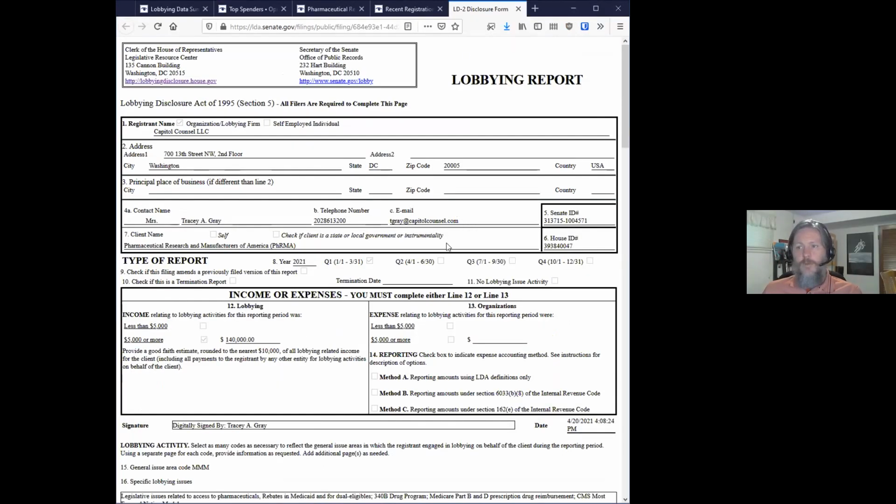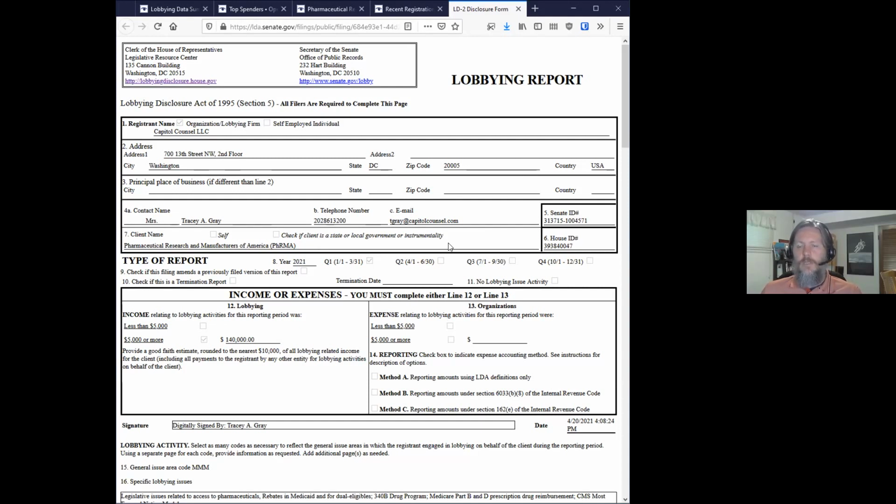This is an example of a report that gets filed with the Senate Office of Public Records under the Secretary of the Senate and with the Clerk of the House, where theoretically exact copies go to each place, which is just a quirk of the law, meaning that both the Senate and the House will have a search where you can go look for these things that should have all the same information.